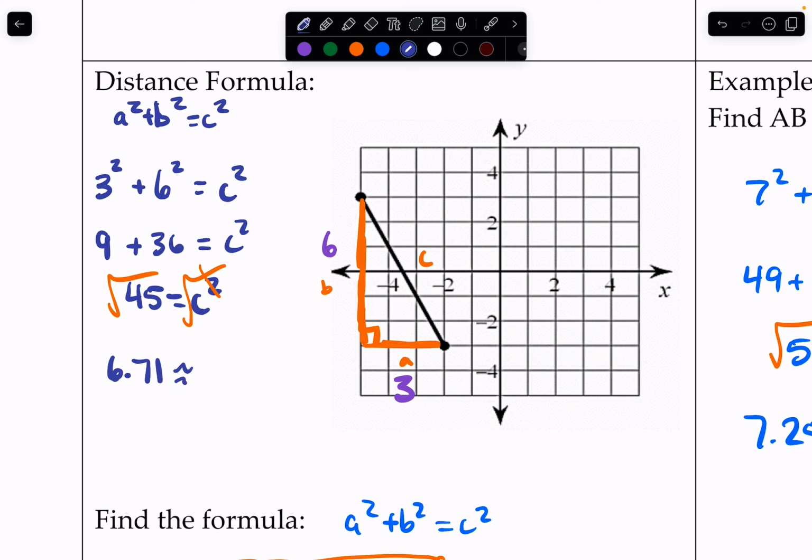You can use a calculator to figure that out. That is about the length of C. So that's one way to work this out, by using the Pythagorean theorem. I think it works great, especially if you have a picture. It's easy to draw the triangle and visualize it in order to solve using that formula.